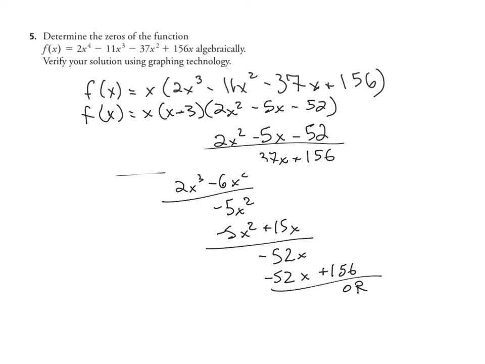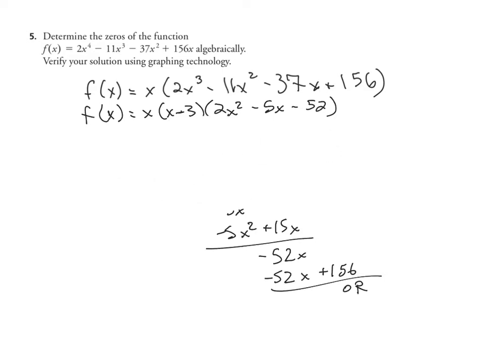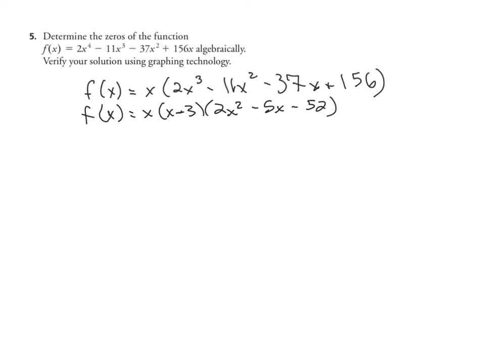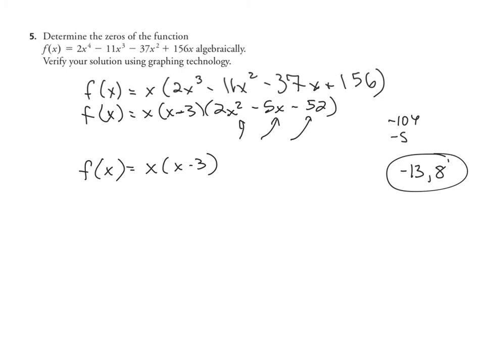All right, we can erase this. Find another number that goes into that, or just factor the quadratic. Either way. Another number that goes in is negative 4. That'll make this 0. But it's pretty easy to factor a quadratic. You just need two numbers that multiply to give negative 104 and add to give negative 5. That would be negative 13 and 8. That'll work.